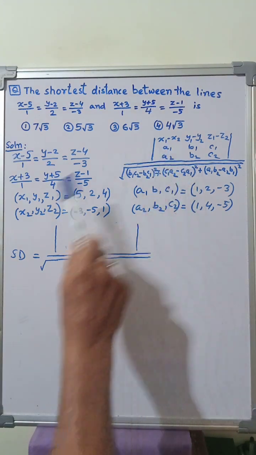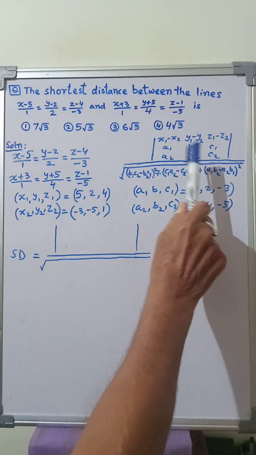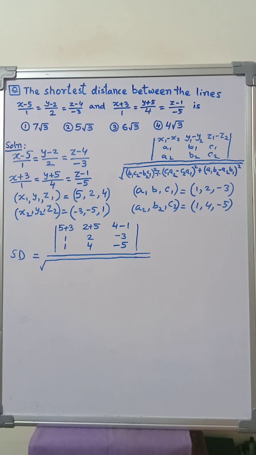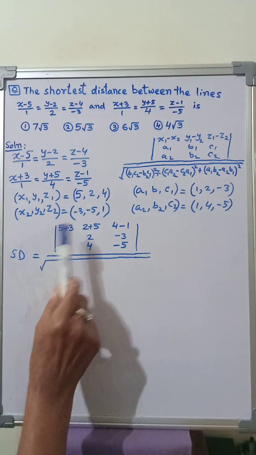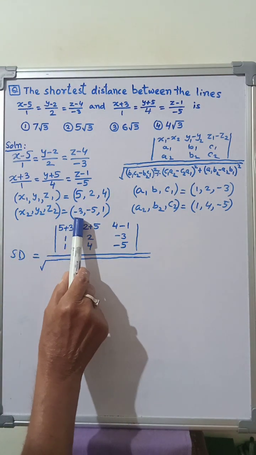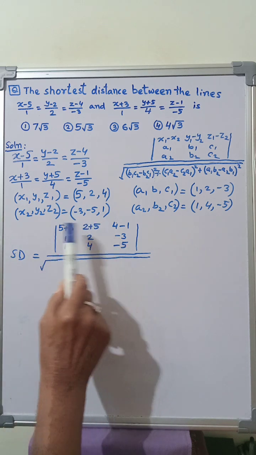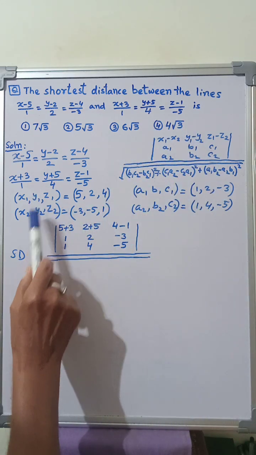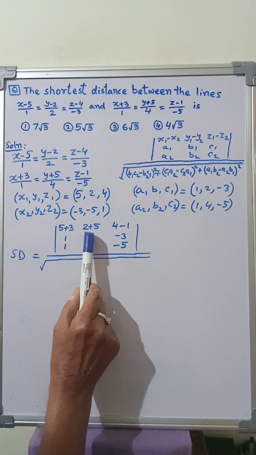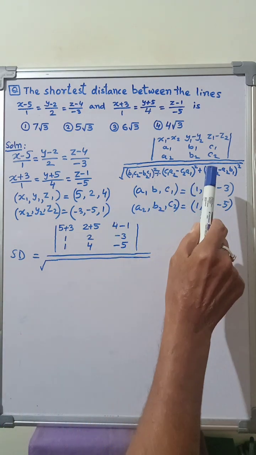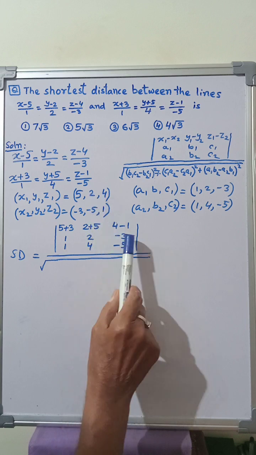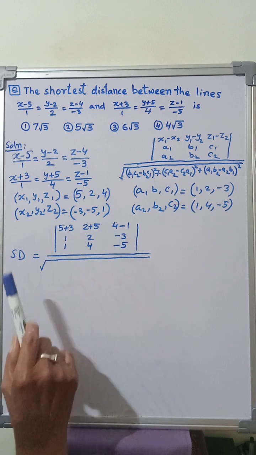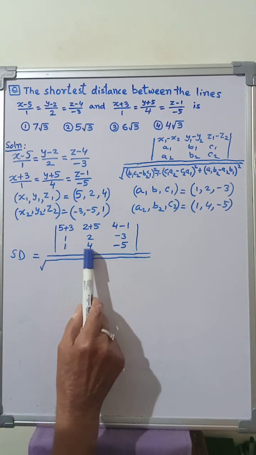Now let us put the values in the formula for shortest distance from the data given in the question. Now x1 minus x2 is 5 minus minus 3, that is 5 plus 3. Similarly, y1 minus y2 is 2 minus minus 5, that is 2 plus 5. And z1 minus z2 is 4 minus 1. Then a1, b1, c1 is 1, 2, minus 3, and a2, b2, c2 is 1, 4, minus 5.